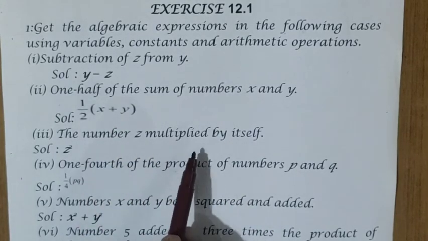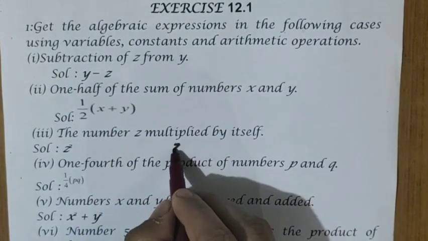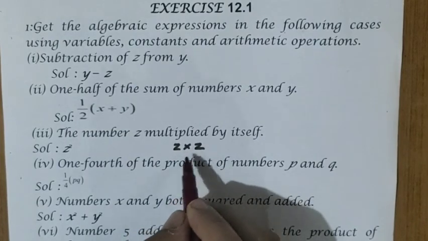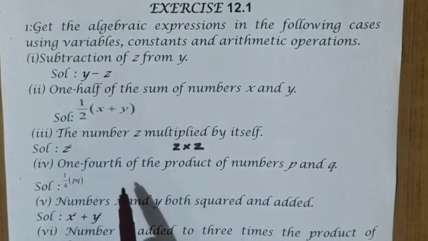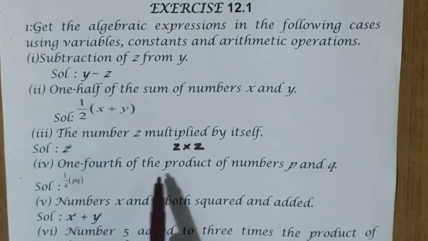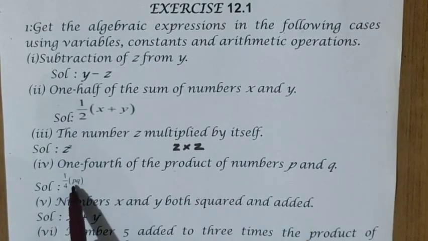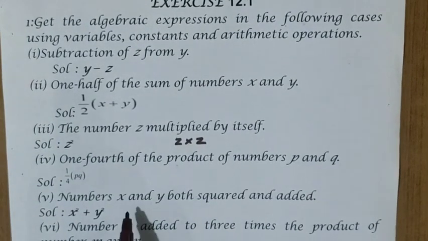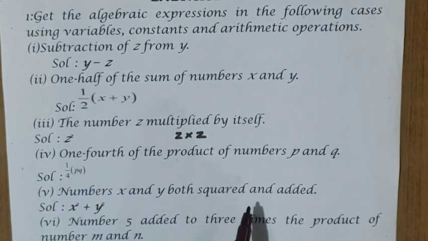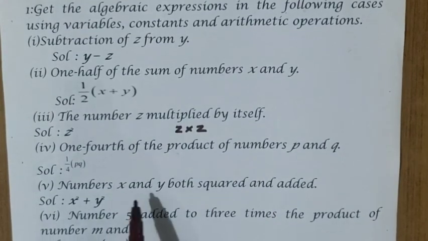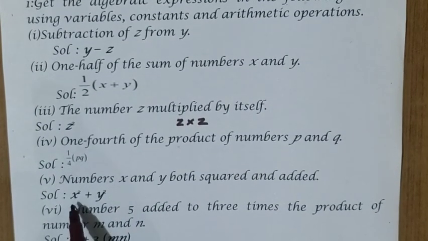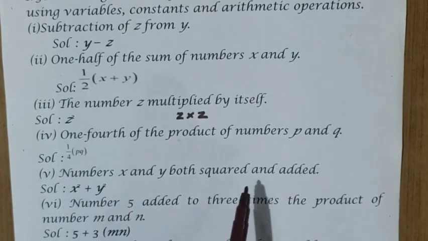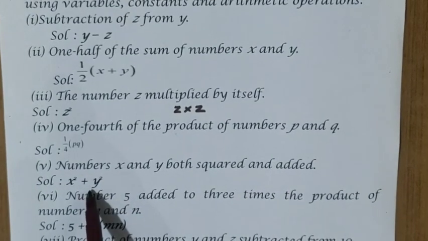The number z multiplied by itself means what? Z into z means what? Z square. 1/4, 1/4. Product of numbers pq. P into Q. 1/4 into P and Q. That is 1/4 into PQ. Numbers x and y both squared and added. Both squared means x also squared, y also squared. X square, y square. And added. So in between what is the sign?